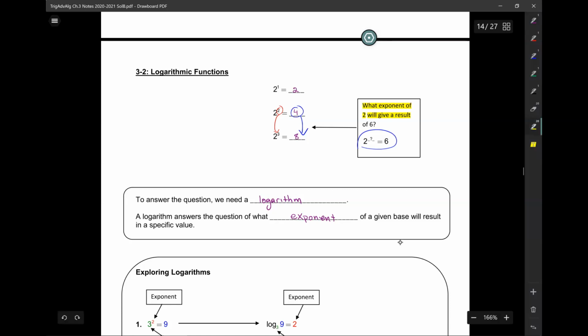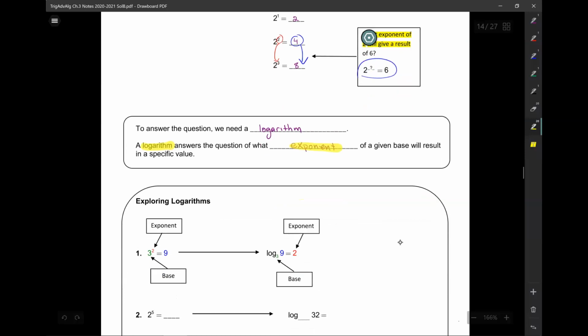And to really be successful when you're working with logarithms, you need to have in your mind this notion that a logarithm and an exponent are exactly the same thing. A logarithm is an exponent, okay? All right, so let's explore some logarithms.